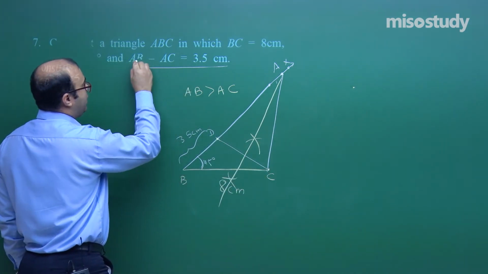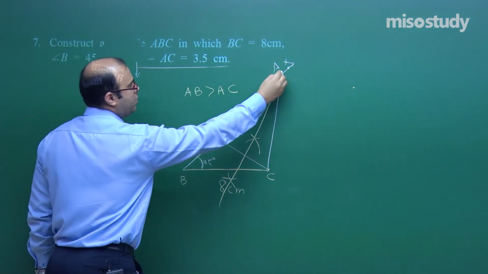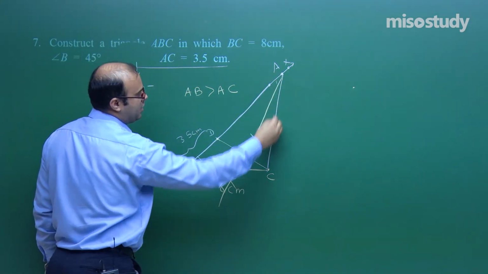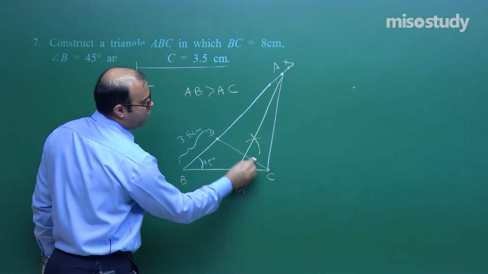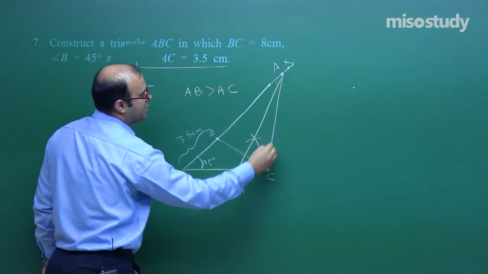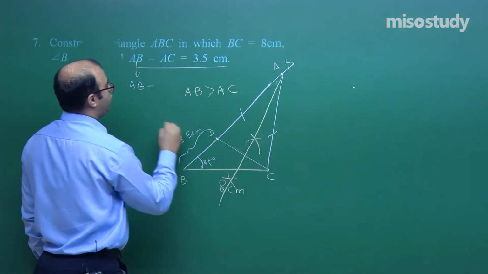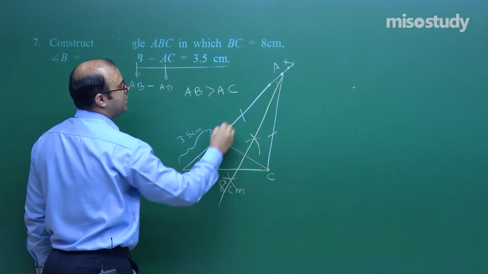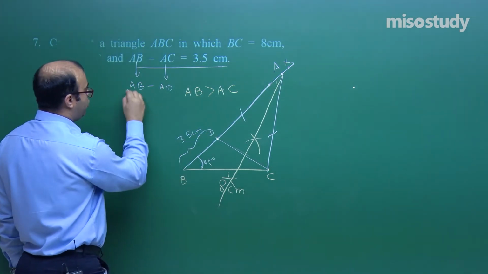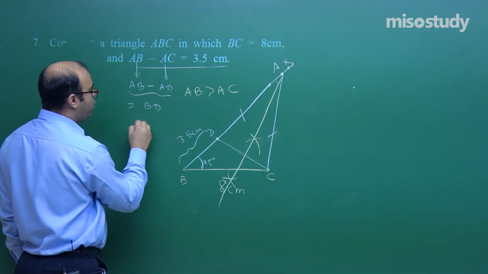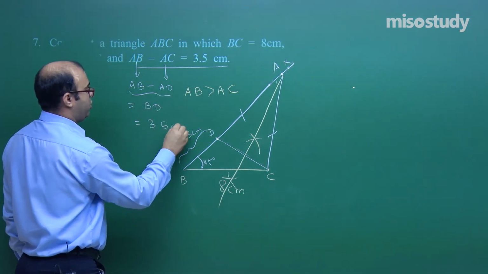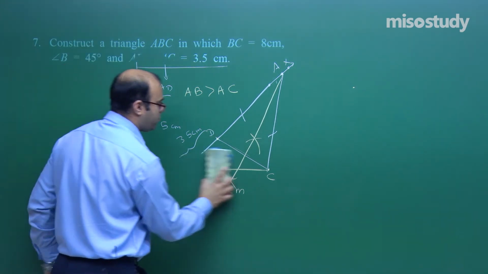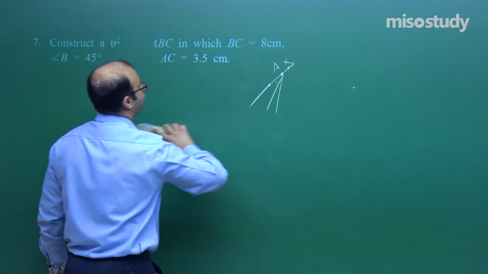What will be AB minus AC? AB is AB. And what is AC? So this is AC. Since it is a perpendicular bisector of DC, we know that AC is equal to AD. Now AB minus AD is nothing but BD. So this part is BD, which we already took 3.5 centimeter by construction. So this last condition is also satisfied here. Okay, students? Right.